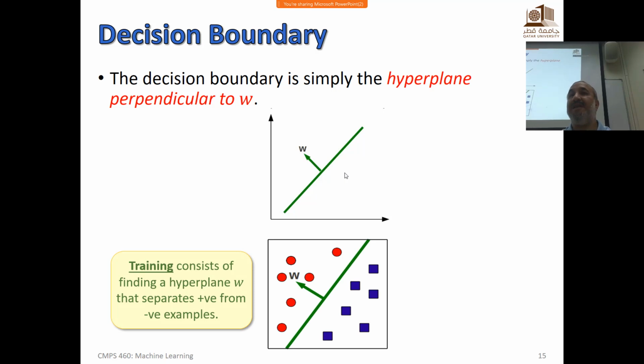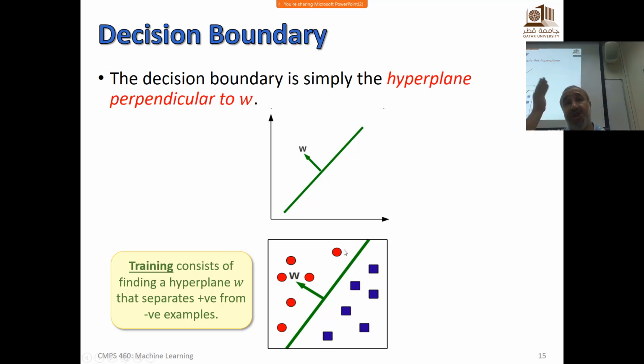Now, what happens in training? If the decision boundary of Perceptron is always a hyperplane, then in training we are trying to find the hyperplane that will separate the positive points from the negative points. This is what the Perceptron training algorithm is trying to do, to find the hyperplane that does this separation. Of course, it will be perfect if it separates exactly the positive and the negative points. This is what is happening in training.